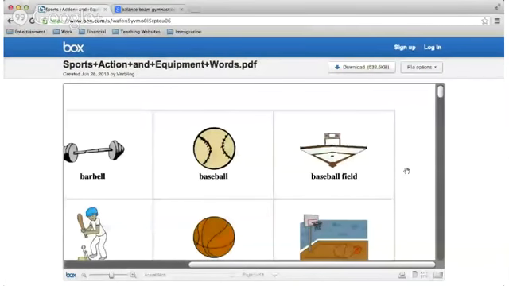Our next one. Baseball field. Okay, base. That's an unvoiced baseball, S. Baseball field. Good. And what is a baseball field? What does that look like?